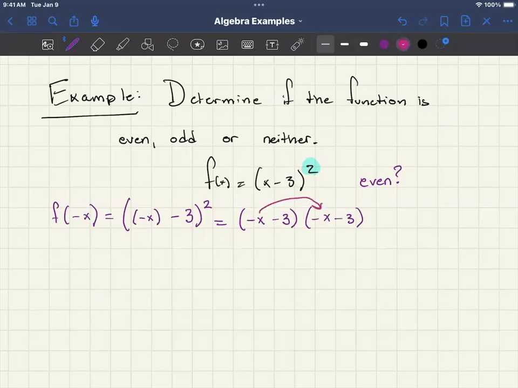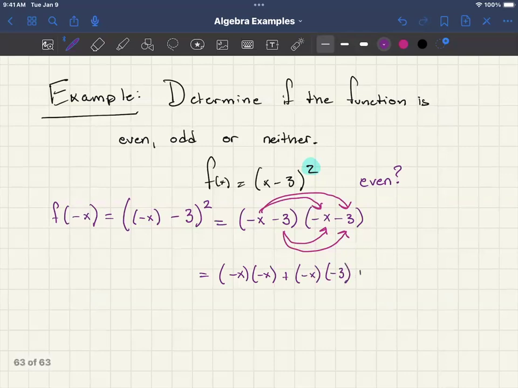So we are multiplying negative x minus 3 times itself. We're going to distribute through everything. So we are going to have negative x times the negative x. And I'm going to keep parentheses around everything, just so that it all looks nice and so that we don't lose ourselves somewhere as far as what's addition and what's subtraction.